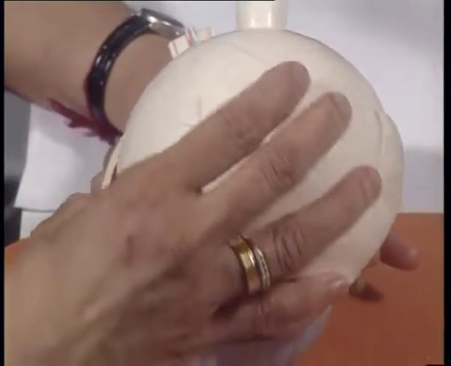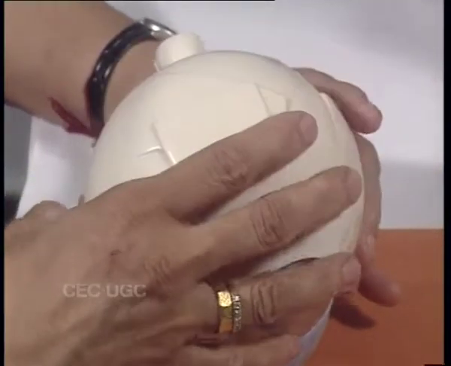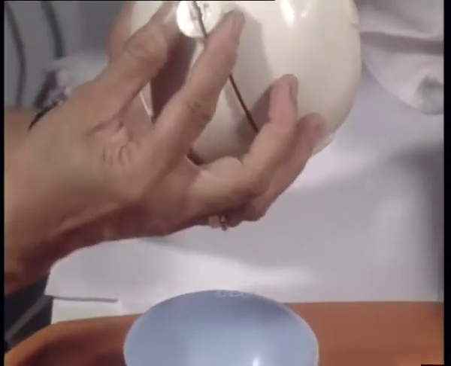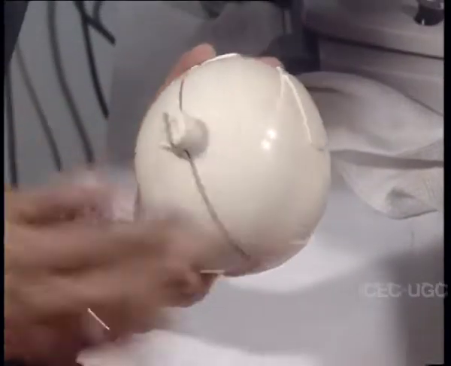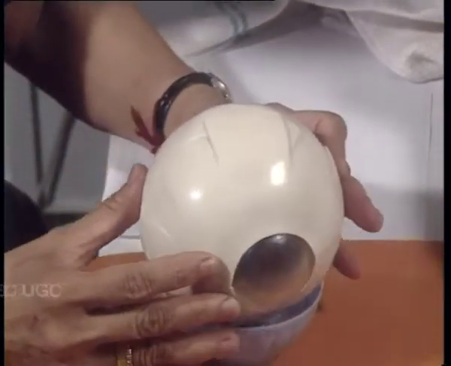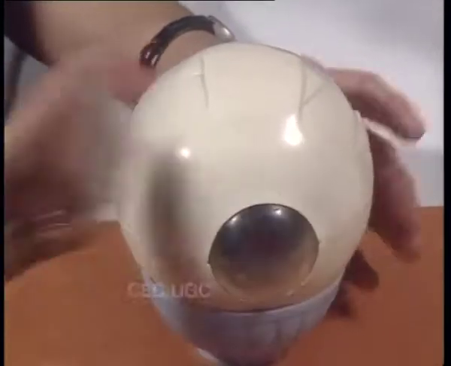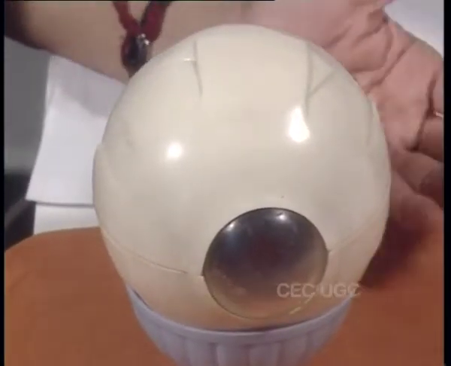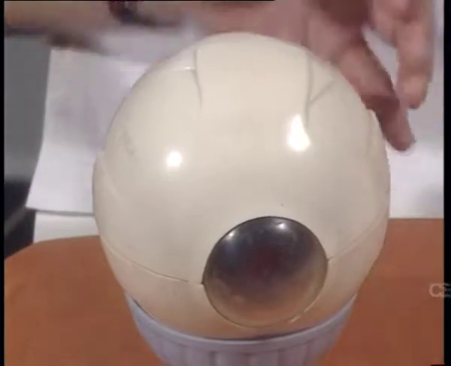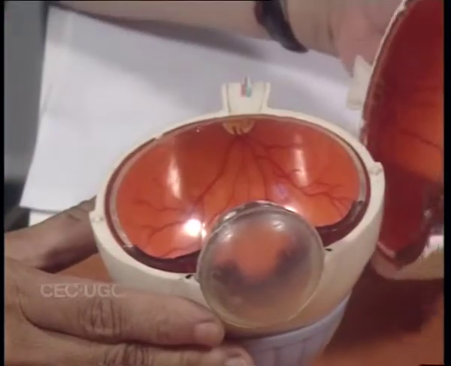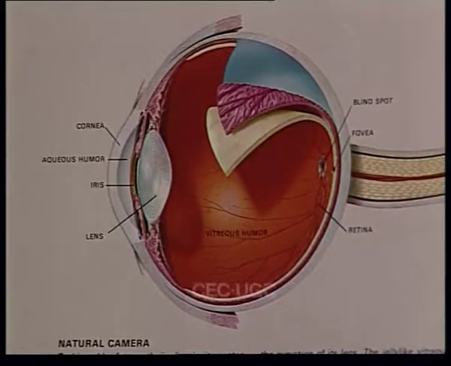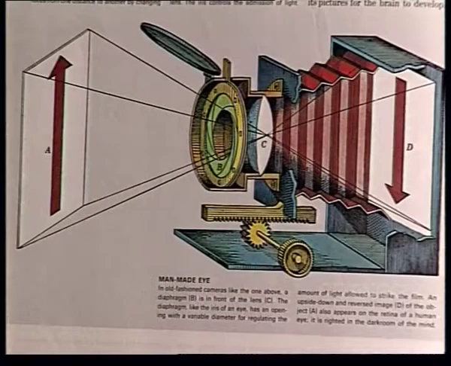If I close the eye, this is the thick nerve which is connected to the brain, and in the brain there is a visual cortex where the image is formed and we see the objects very clearly. The eye is often compared to a camera.